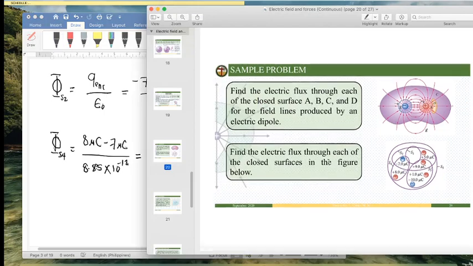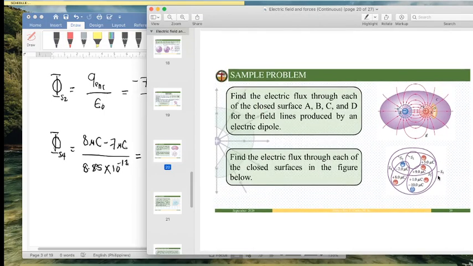So diba dali lang kayo. So about the surface 5. So surface 5 covers all the charges. So we just have to add all of them. So we have 8 minus 7, 1 plus 5, 6. So ito, 9 plus 1 is 10. So minus 10 is 0. So what's left is we have 6. So 6 microcoulomb. So you add lang natin mo tanan.